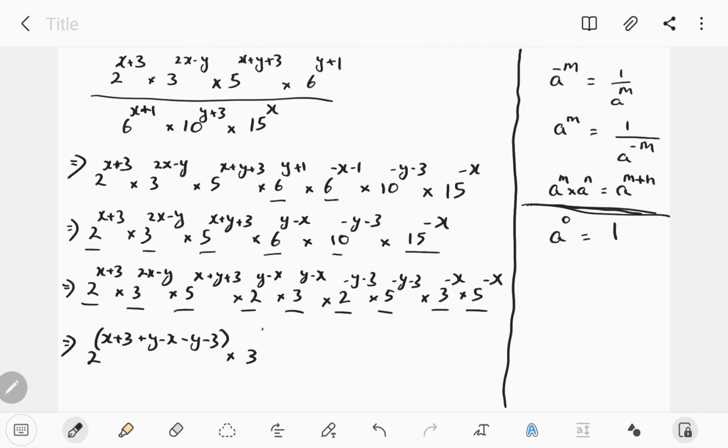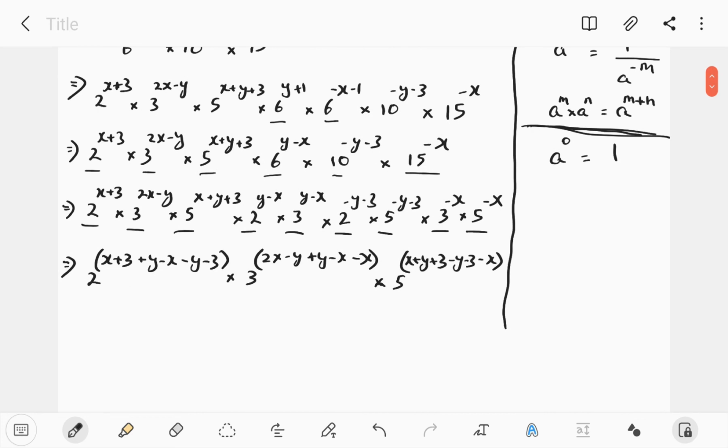Same way, 3 power 2x minus y plus y minus x, then minus x again, into 5 power, you can see here x plus y plus 3, x plus y plus 3, then when I come here minus y minus 3, and when I come here minus x. Okay, so these are my powers. Let me just scroll a little, just give me a second.